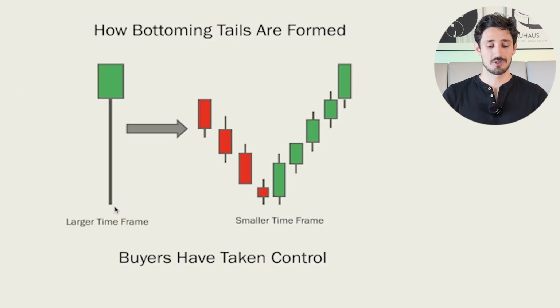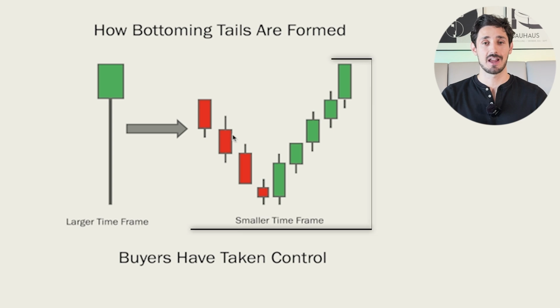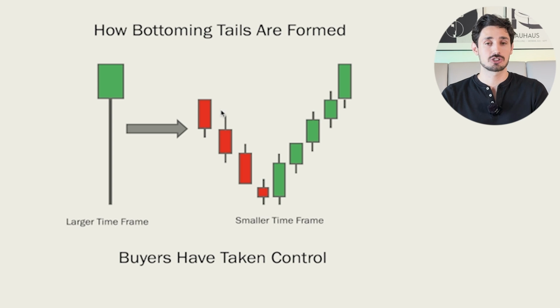So let's go ahead and understand how this works with a bottoming tail. And remember, we talked about how a bottoming tail equals buyers have taken control. And when you look at this diagram, that actually makes sense. On the larger term time frame, maybe this is the 15 minute chart or whatever, we have a bottoming tail. You could see how that bottoming tail is formed on a smaller time frame, and you could see why a bottoming tail is actually bullish. The buyers have actually taken control.